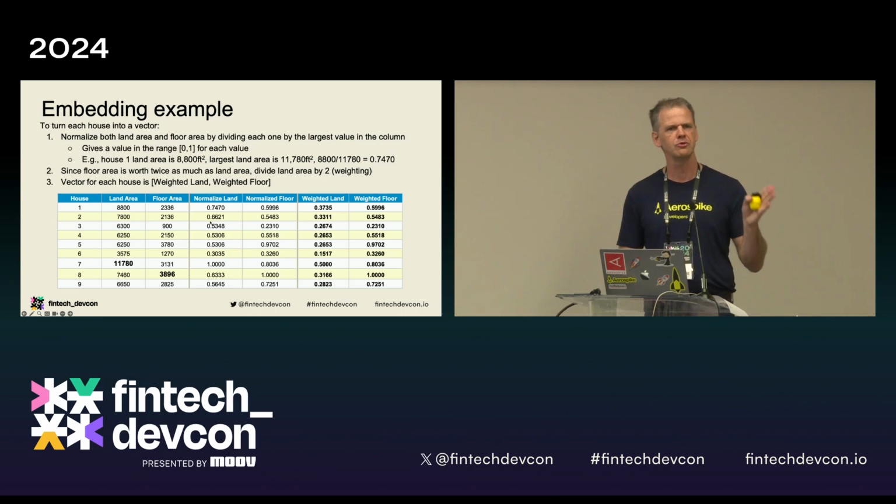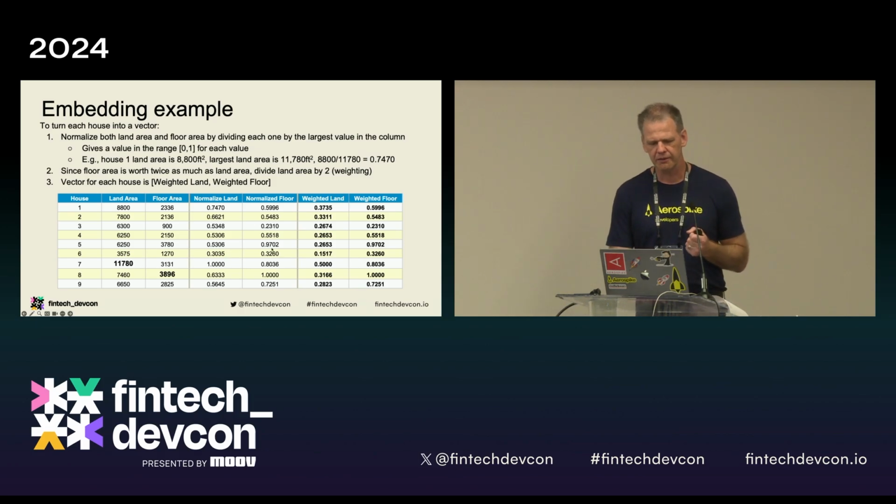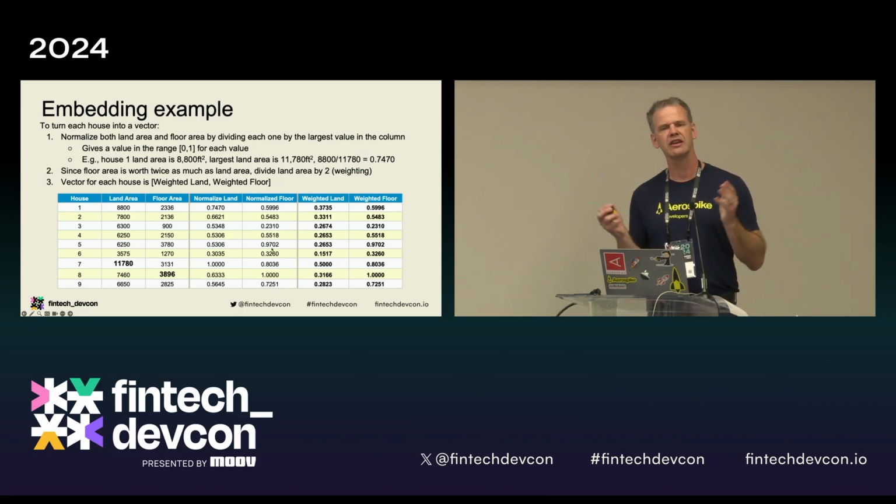So that'll give me a number from 0 to 1. So it's basically normalizing it. So you can see the 11,780 gave me 1.0, everything else gave me something else in that column. I do the same thing with the floor area. So dividing it by the biggest floor area, 3,896, gives me a different column. Okay, that's great. So I've got normalized numbers, they exist between 0 and 1.